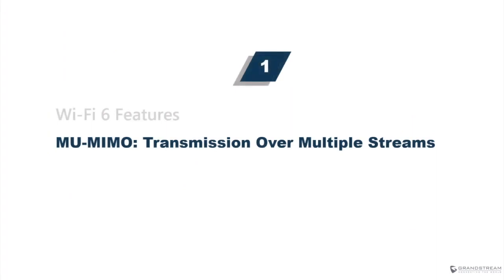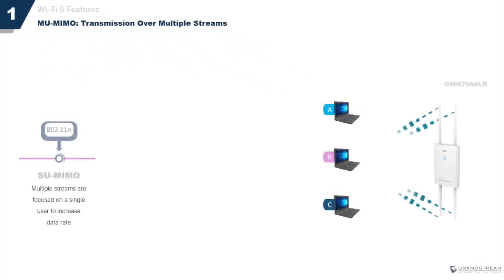We're going to start with the MIMO technology, which allows the access point to communicate with wireless devices using multiple streams. 802.11n was the first standard to introduce MIMO technology. And it uses single-user MIMO technology, which allows the access point to focus its spatial streams on a single user to increase data rate. However, this requires that the wireless client have multiple antennas as well.